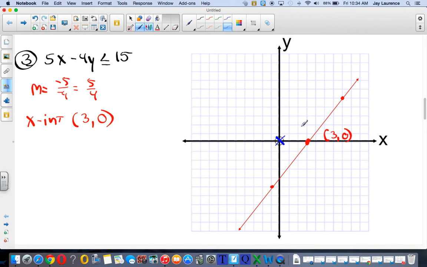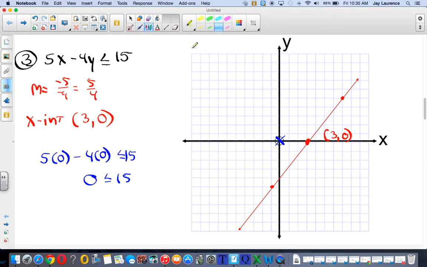You might pick 2, 0. You might pick 1, 0. You might pick 0, 2. You have to pick a point that will be easy to work with, but the line cannot go through the test point. Okay, so I'm going to plug 0 in for x and 0 in for y. And I'm going to simplify the left-hand side, and we get 0 is less than or equal to 15. It is. 0 is less than or equal to 15.